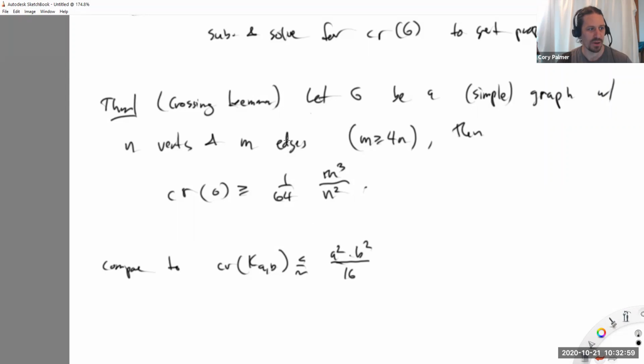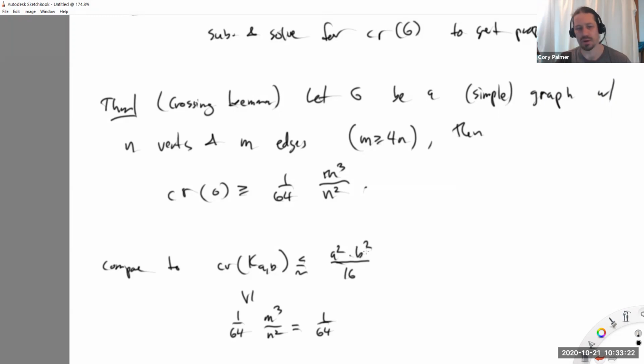But if we try to plug that in for this, the crossing lemma says the following, that this should be at least 1 over 64 m cubed over n squared. But this equals 1 over 64. Oh yeah, okay, maybe to make life a little bit easier, let's say a and b are both equal to n over 2.